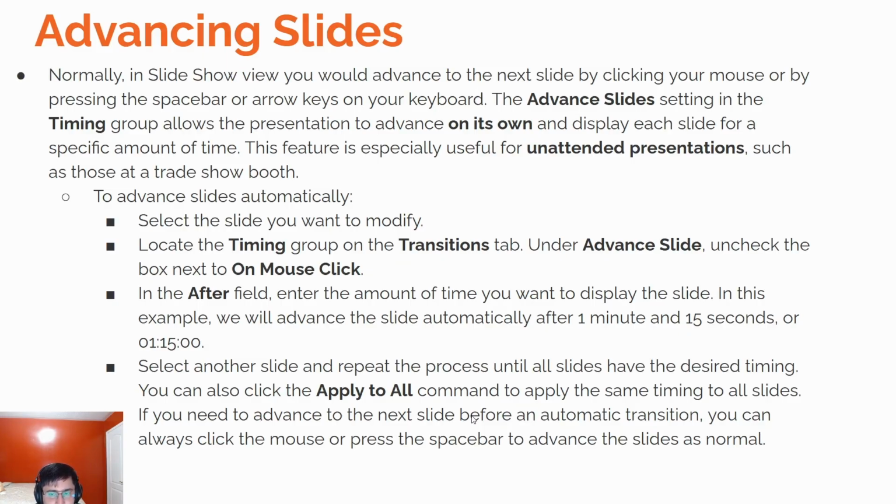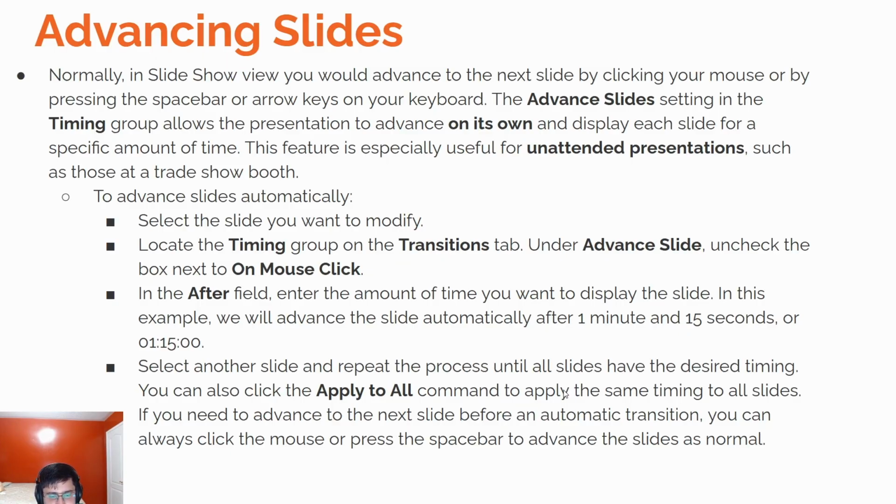To advance slides automatically, we select the slide you want to modify, locate the timing group on the Transitions tab. Then under Advance Slide, uncheck the box next to On Mouse Click. Then in the After field, enter the amount of time you want to display each slide. Let's say we want to advance a slide after a minute 15. We can type in a minute 15, right? Then we can select another slide and repeat the process until all slides have your desired timing, or you can press the Apply to All command to apply the same timing to your slides.